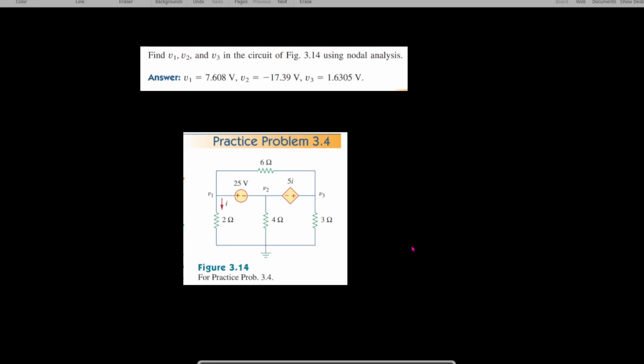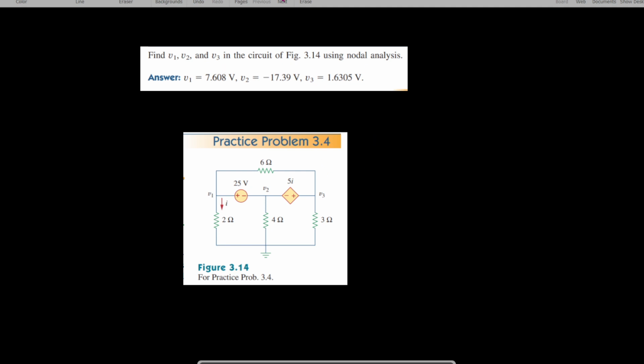Good morning, everybody. Now we are going to solve practice problem 3.4 from Alexander Sadiku's Fundamentals of Electric Circuits. This is the circuit given, and we are asked to find V1, V2, V3 using nodal analysis.